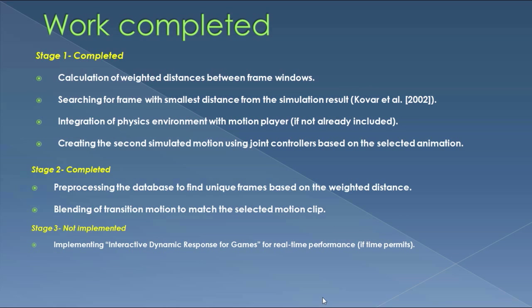As far as what we completed, based on the work plan that we initially set out, we successfully completed stage 1 and stage 2, which were the implementation of the first paper, Dynamic Response. We did not have time to implement the interactive dynamic response for games, which would have given us real-time performance, because we had to spend a bunch of time getting our frameworks to work nicely, so we did not get a chance to do that.